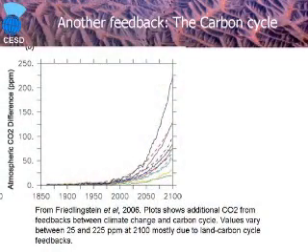Another feedback, which isn't a physical or atmospheric one, is the carbon cycle. This shows some results from a set of carbon cycle models showing the additional carbon dioxide in the atmosphere, which range from 250 parts per million, which is an awful lot, down to nearly zero parts per million, which just arose from the feedbacks between climate change and the carbon cycle, in particular the ability of the land to store carbon. And the consequences of an additional 250 parts per million of carbon dioxide are quite large.